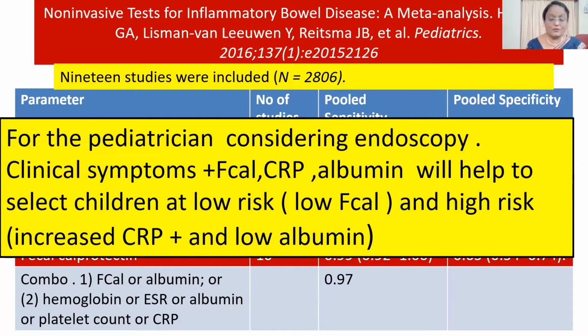When there is a doubt, when there are no clear symptoms, like there's no blood in the stool, there are no red flag signs, there's no weight loss, no fever, then you look at the clinical symptoms, you do the fecal calprotectin, CRP and albumin, which will help to select children at low risk. That is, if they have a low fecal calprotectin, you call them low risk, don't send them. And if they are high risk, especially with an increased CRP and a low albumin, you send them for endoscopy.